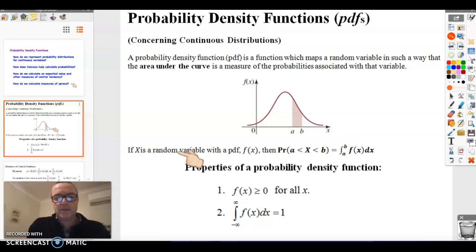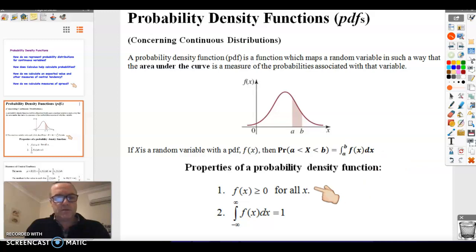So if x is a random variable, then the probability that the outcome of that variable will be between a and b is equal to the area under the curve. In other words, using integral calculus will give us the tools that we need to calculate probabilities associated with these types of functions. A couple of properties, very similar properties to that of discrete distributions.